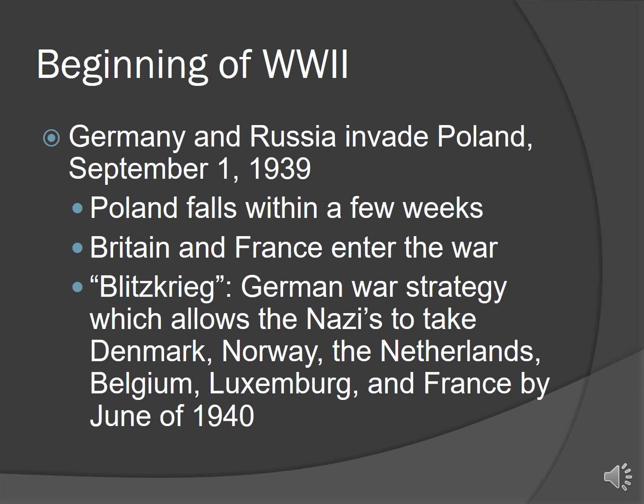And this military strategy, this Blitzkrieg, will allow the German army to take Denmark, Norway, the Netherlands, Belgium, little old Luxembourg, and France by June of 1940. So in just a short period of time, about 9 months, Germany will essentially have taken over all of Western Europe, with the exception of England. And England is basically stuck on its own, on an island, trapped, trying to fight back this massive German war machine.